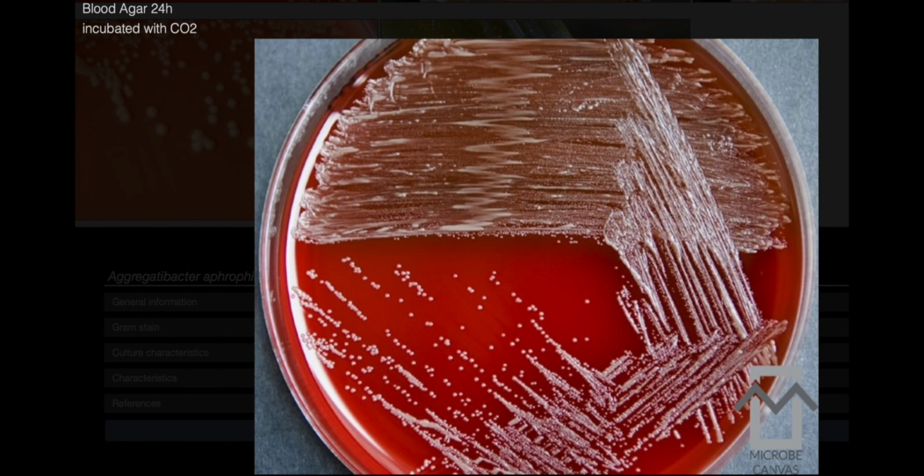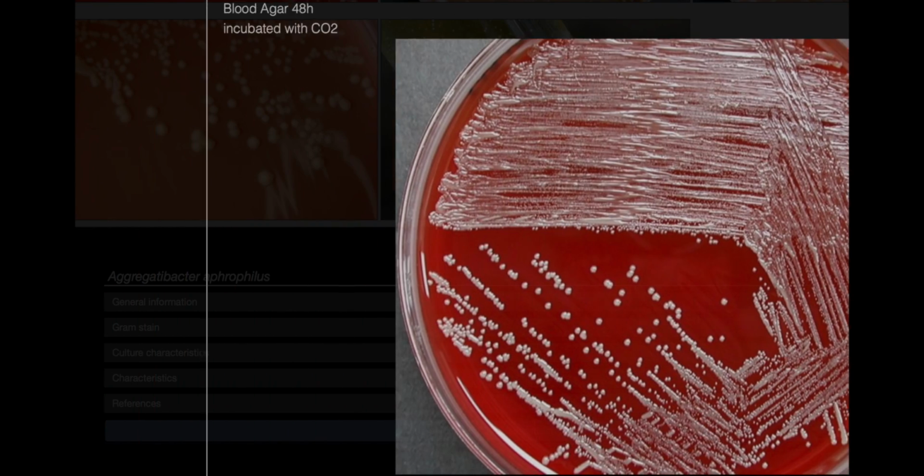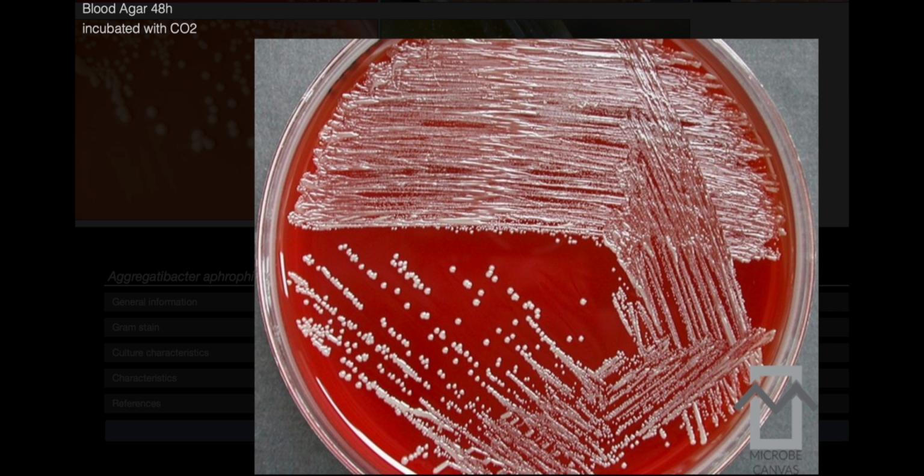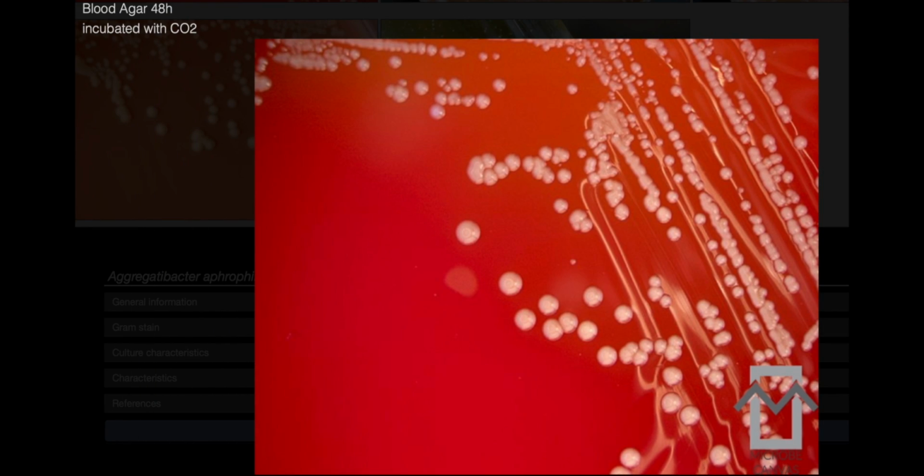Gram stain. Aggregatibacter aphrophilus, formerly known as Haemophilus aphrophilus, presents as gram-negative, short rods under the microscope. These rods typically measure 0.4 to 0.6 micron in width and 1.5 to 1.7 micron in length. Occasionally, filamentous forms of Aggregatibacter aphrophilus can be observed.